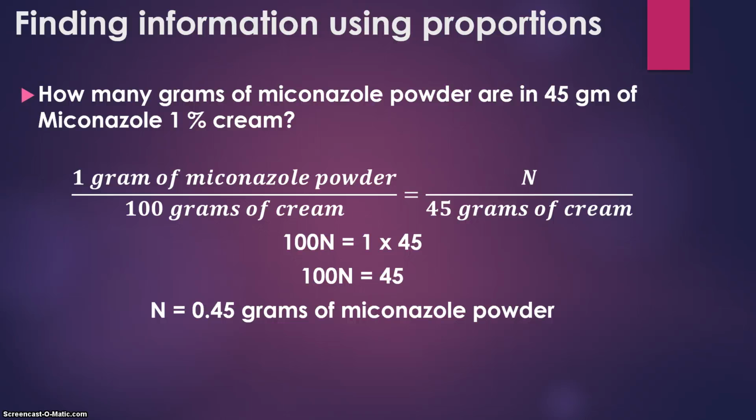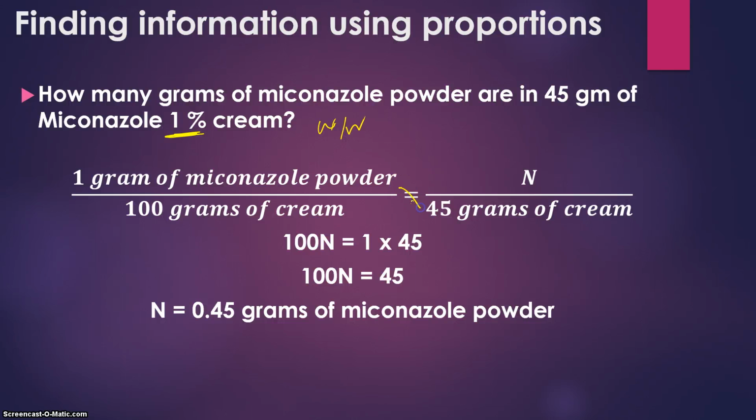Let's try another one. How many grams of miconazole powder are in 45 grams of miconazole 1% cream? So what type of problem is this? This is a weight by weight, right? Our solvent is a weight, it's given in grams, and our solute is given in grams as well. So 1 gram of miconazole powder over 100 grams of cream, right? We obtained that from looking at that 1% cream in the problem. And our unknown is on the right, so we have N over 45 grams of cream.